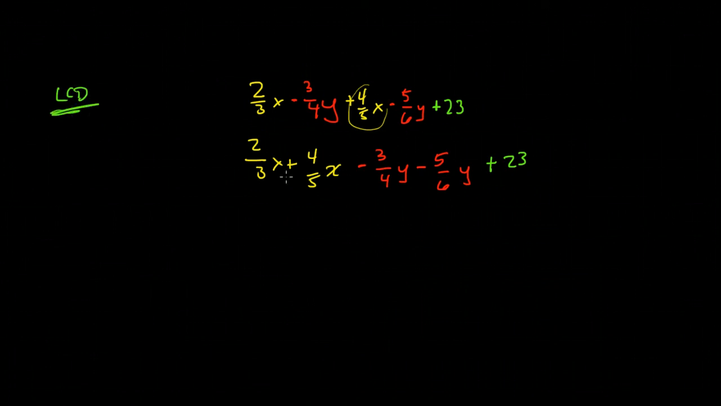So let's take a look at my yellow terms here, my x terms. The denominators for my x terms are 3 and 5. Both of those are prime numbers, so all I really need to do is multiply, and that'll get me the least common denominator. So the least common denominator for my x terms is 15. The least common denominator for my y terms, 4 and 6. Now I could just multiply those together, but I have another little trick I'd like to try.